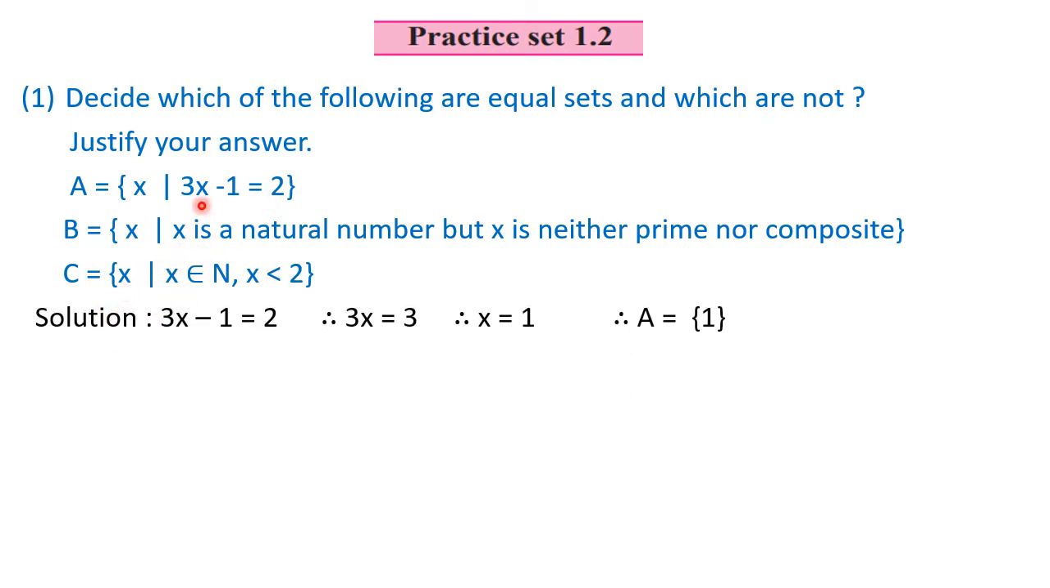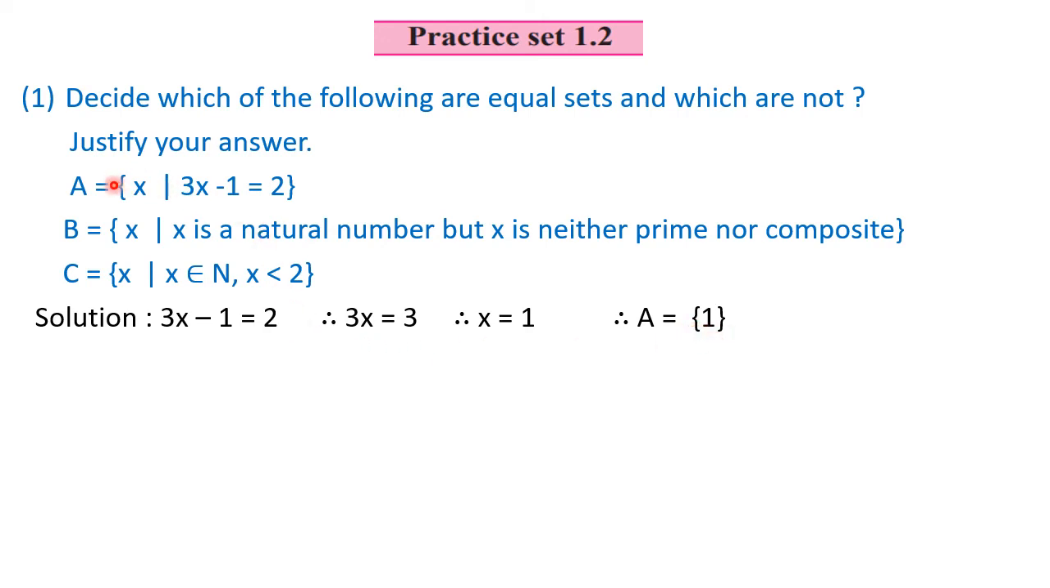So I am writing this equation first. 3x minus 1 is equal to 2. Therefore this minus 1 I can shift to the right hand side here. So it will become 2 plus 1, that is 3. So I will get 3x is equal to 3, and therefore x is equal to 3 divided by 3, that is 1. So the value of x is 1 here, and therefore I can write down the set A as a singleton set having only one element, that is 1. So A is equal to {1}, inside the curly brackets.